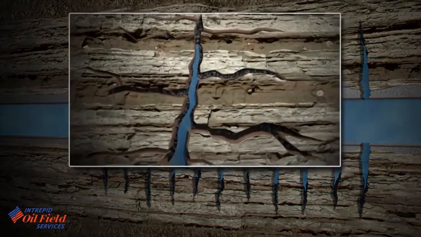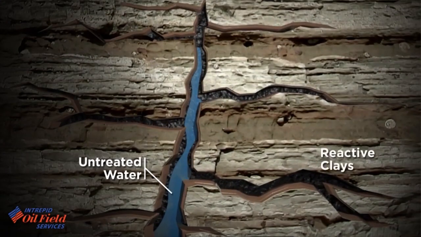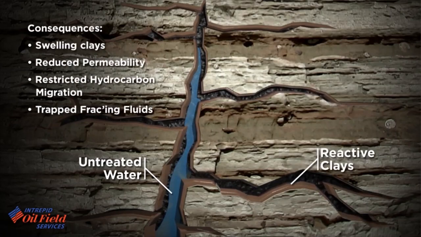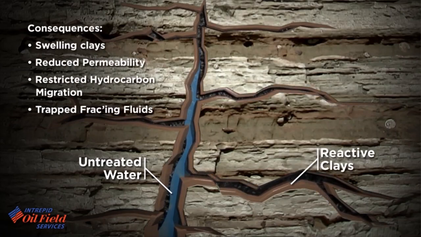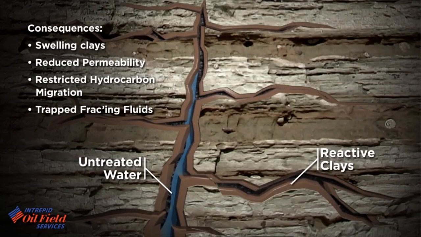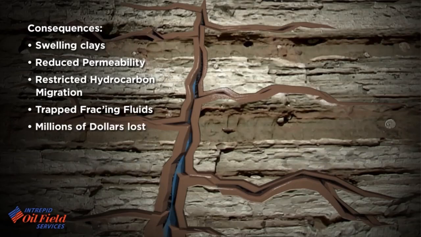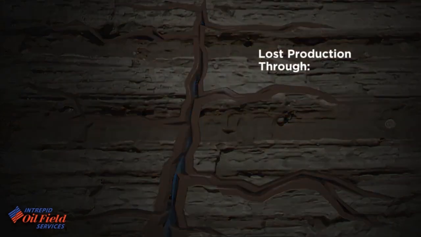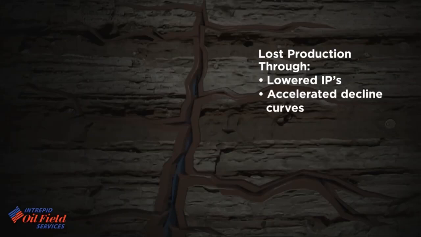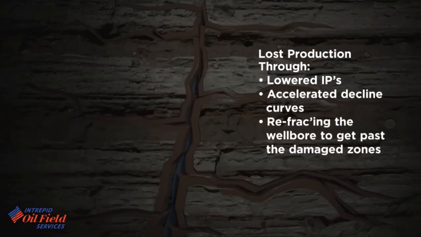As rock is exposed to the untreated water, the swelling clays cause reduced permeability, restricting the migration of hydrocarbons to the surface, and cause frac fluids to be trapped during flowback, subjecting the formations to longer exposure and swelling, which is time-dependent. Ultimately, this formation damage costs operators millions of dollars in lost production through lowered IPs, accelerated decline curves, and refracking the wellbore to get past the damaged zones.